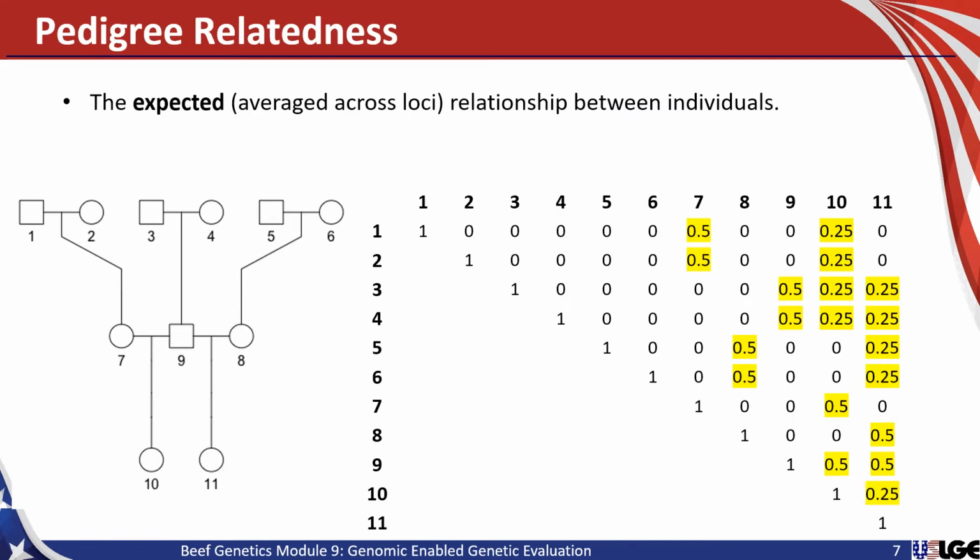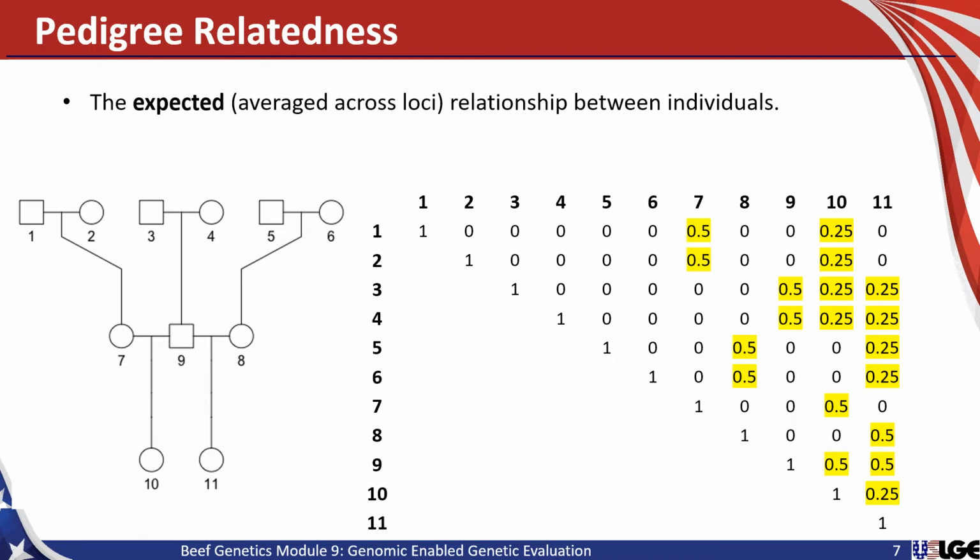This example shows a traditional pedigree. In this case, it's a 3-generation pedigree. On the right-hand side, you have what we would call the numerator relationship matrix, or relationships based off of the pedigree. These are expected relationships between individuals. Let's look at a couple of examples. The relationship between individual 7 and individual 10 reflects the relationship between an individual and its parent. And from the table on the right-hand side, you can see that that relationship is 0.5.